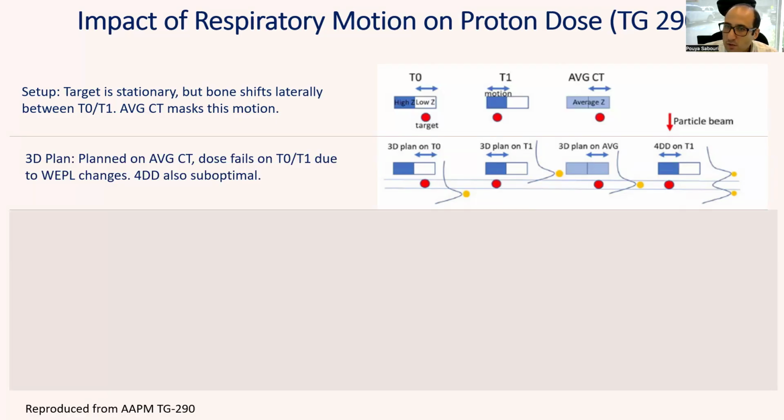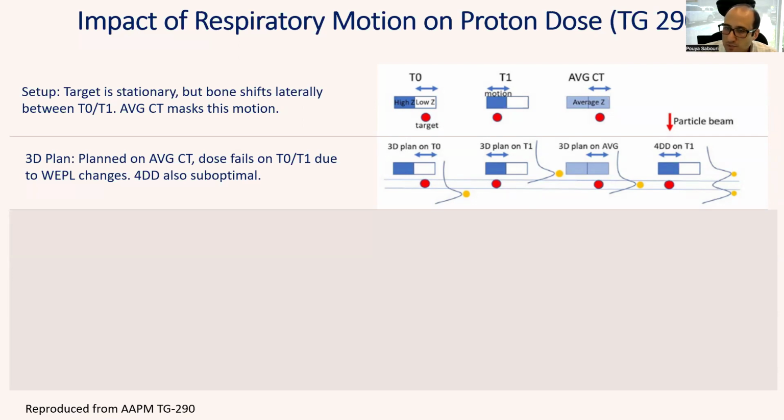But when we recalculate the dose on the respiratory phases, we see on T0 and T1, the beam path traverses different densities, shifting the Bragg peak and causing the dose to miss the target. Even the 4D dose accumulation, which averages the dose across the phases, remains suboptimal. And the averaging doesn't fully recover the intended target coverage because the underlying water equivalent path length shifts are not explicitly accounted for. So this example emphasizes the key point from TG-290 that planning on a blurred average representation can mask clinically significant uncertainties in particle range.